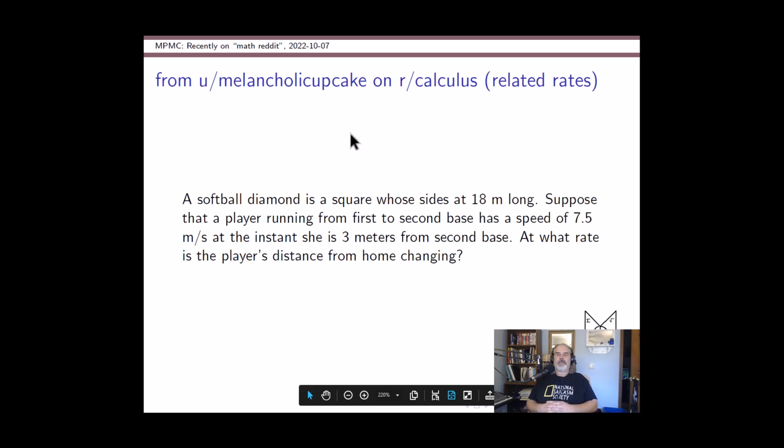All right, second problem, related rates. I like these. So here's the statement of the problem as posted. A softball diamond is a square whose sides are, typo there, not going to go fix it, whose sides are 18 meters long. That seems kind of short, but maybe it's right. Suppose that a player running from first to second base has a speed of 7.5 meters per second, and at the instant she is 3 meters from second base, at what rate is the player's distance from home changing?